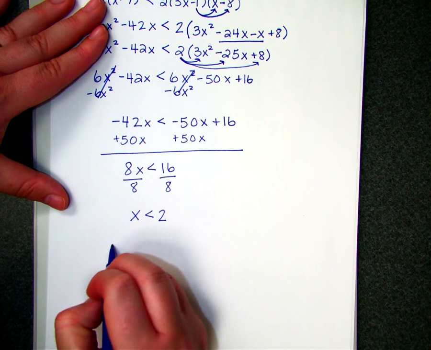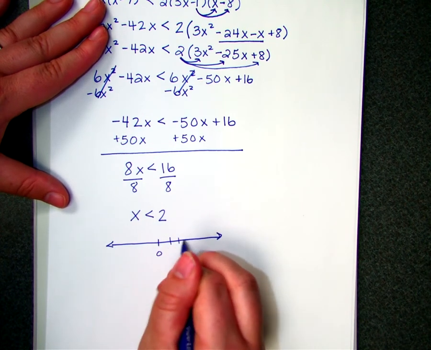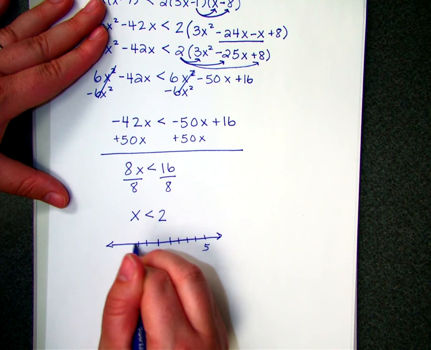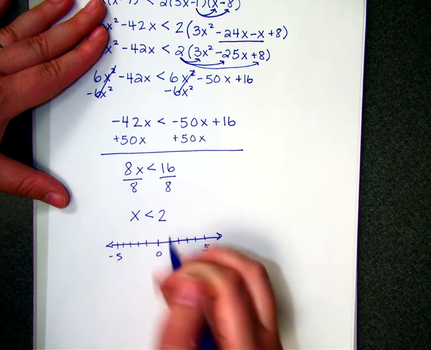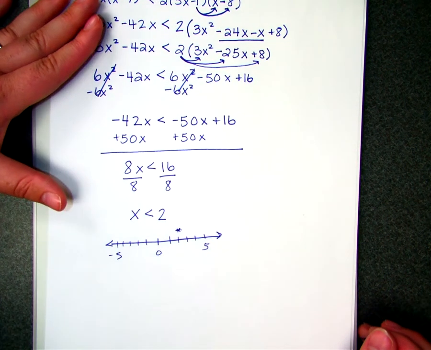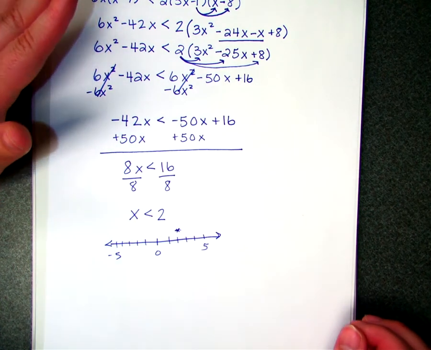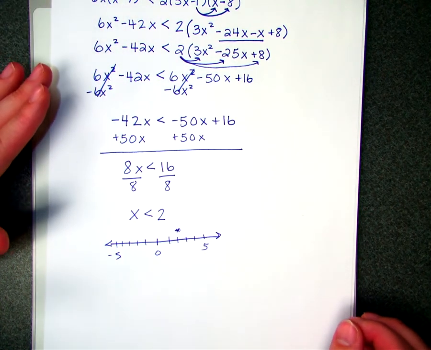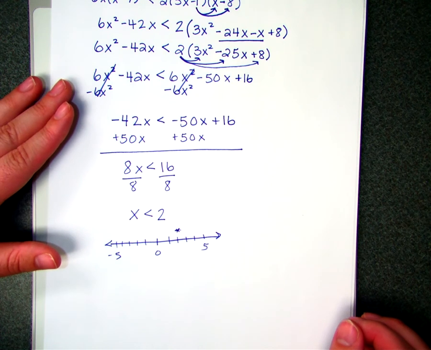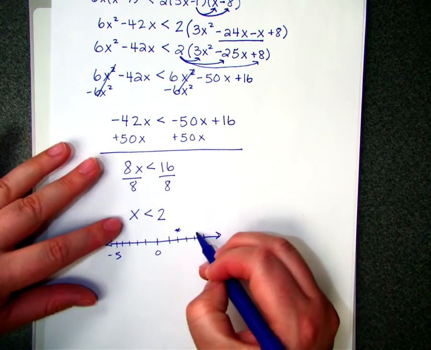When I go to put this on the number line, 2 is my endpoint. So it is my boundary. It's the number that separates numbers I'm allowed to use for x and numbers I'm not allowed to use for x. One of the things you can do to determine which side of the number line you're supposed to use is actually test a number.